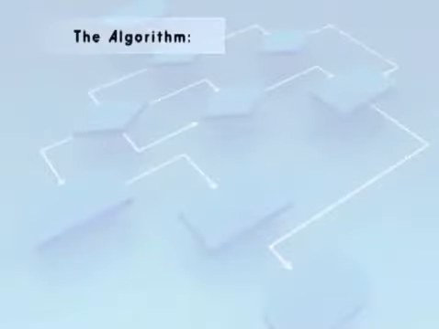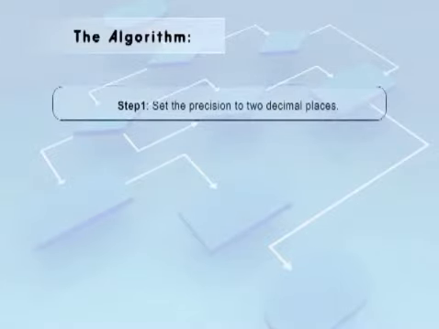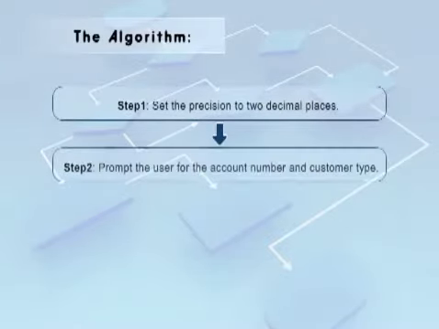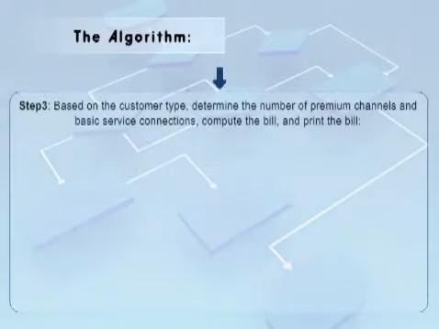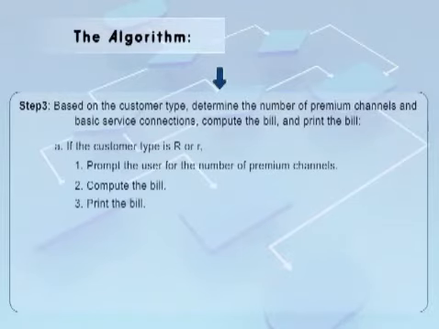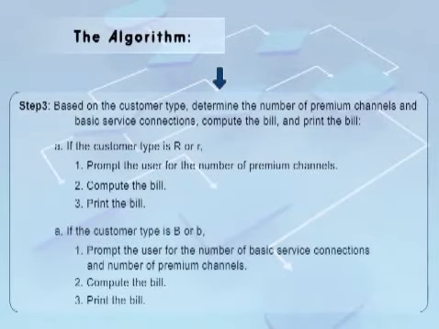The problem analysis translates into the following algorithm. First, set the precision to 2 decimal places. Then, prompt the user for the account number and customer type. Based on the customer type, determine the number of premium channels and basic service connections, compute the bill, and print the bill. For residential customers, prompt the user for number of premium channels, compute the bill, and print the bill. In the case of a business customer, prompt the user for number of basic service connections and number of premium channels, compute the bill, and print the bill.